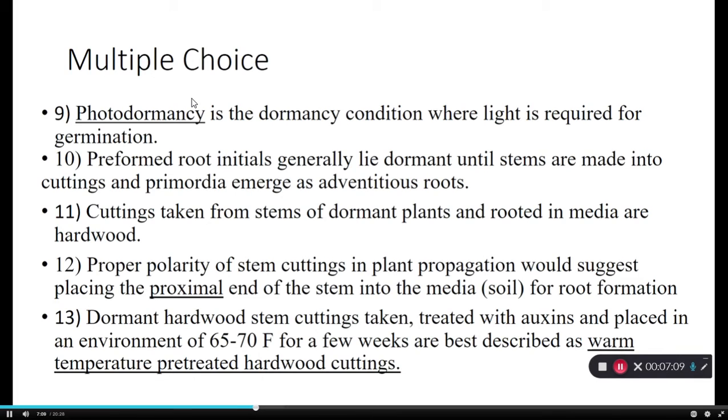Okay, 10, preformed root initials is the answer. They generally lie dormant on the stem until the stems are made into cuttings and those root primordia emerge as new adventitious roots. In lecture, we talked about a few plants that exhibit this: coleus, hydrangeas, some of the vining plants, and I had some photographs of those preformed root initials.